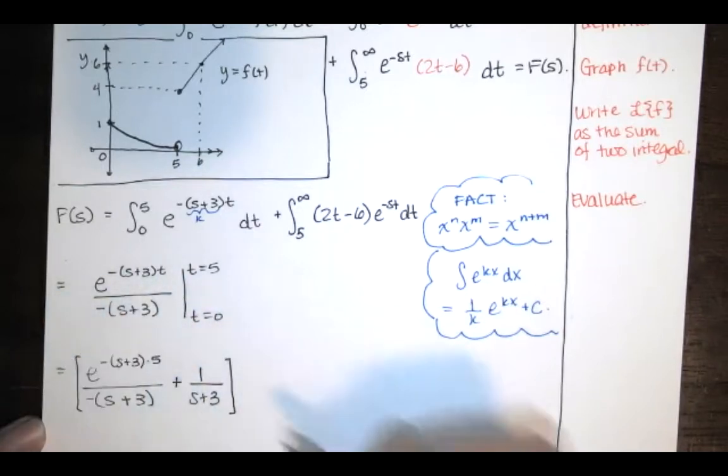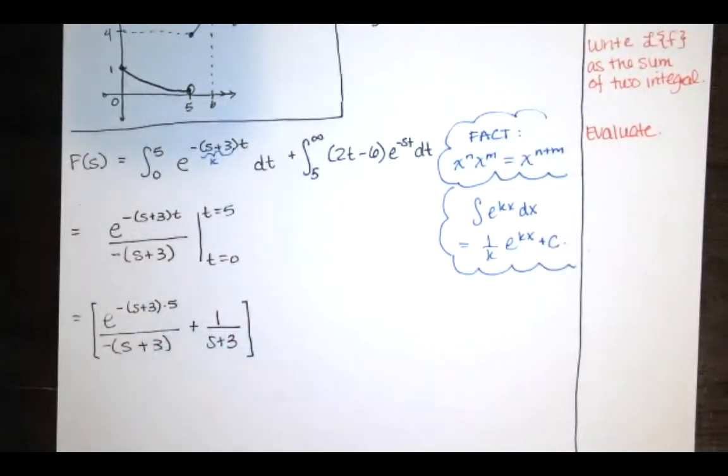So that's that piece. If you want, you could distribute the 5 and the -1. It's not necessary, but you can do that if you want to. You can pull the negative out front. There are lots of different ways to write that correctly.